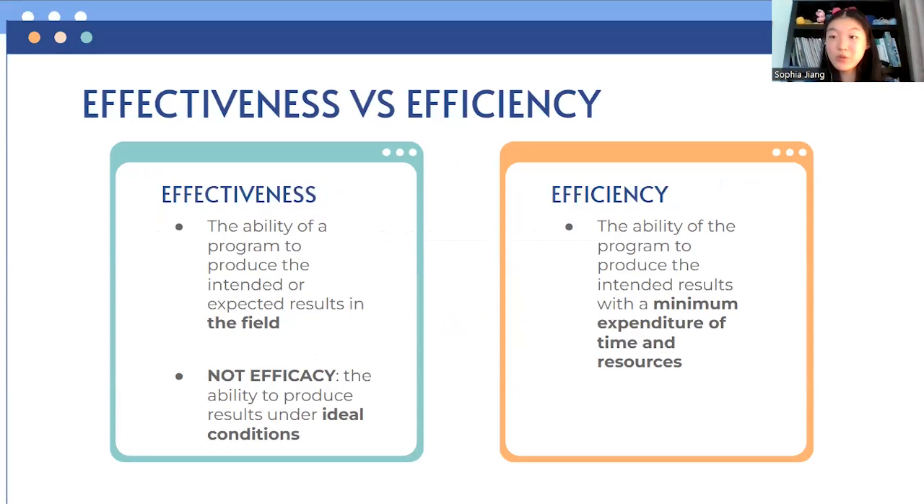So just something to also keep in mind is the difference between effectiveness and efficiency, because they are defined very clearly in epidemiology and cannot be used interchangeably. So effectiveness is the ability of a program to produce the intended or expected result in the field. And this is contrasted with efficacy, which is the ability to produce results under ideal conditions. So remember that effectiveness is in the field, in the real world, and efficacy is under ideal conditions, for example, lab conditions. And efficiency would be the ability of the program to produce the intended results with a minimum expenditure of time and resources.